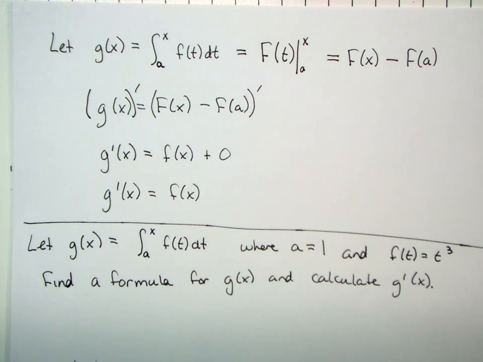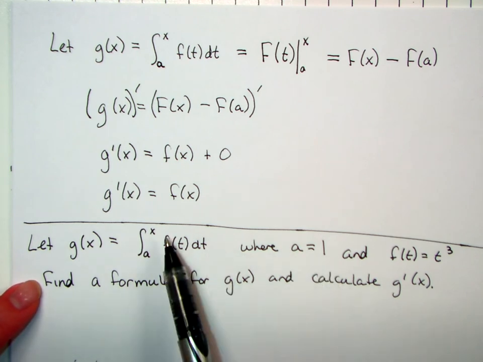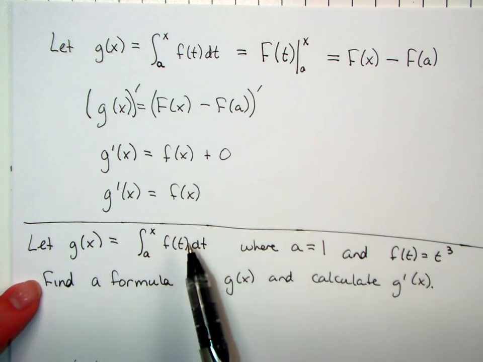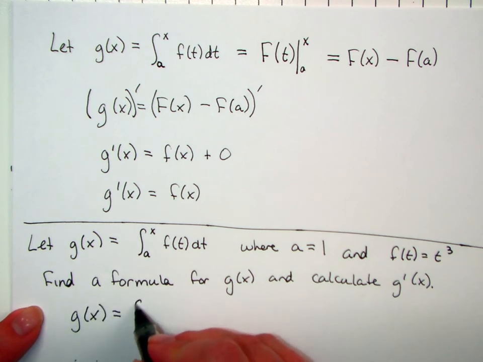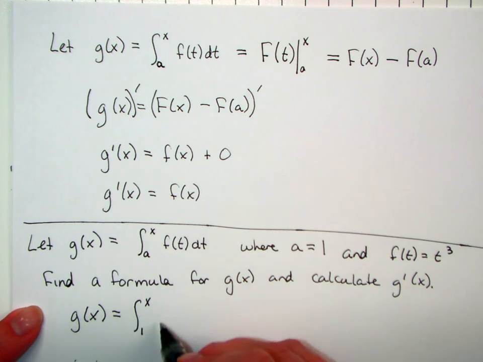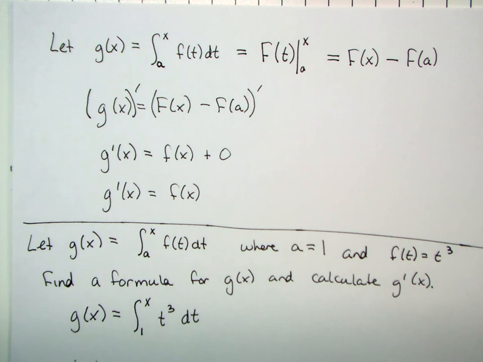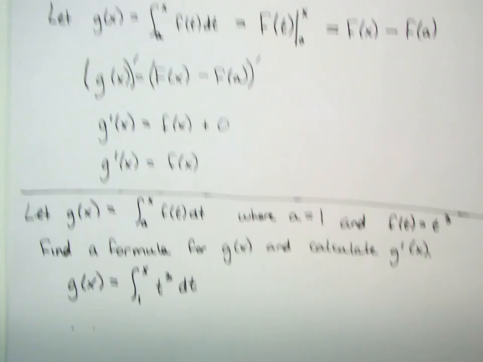All right, so the directions say find a formula for g of x and calculate g prime of x. So if we were to find a formula for g of x, we're just going to make these substitutions. Okay, a is 1, f of t is t cubed. So now g of x is equal to the integral from 1 to x of t cubed dt. All right. Now, I'm not going to do the shortcut right away.